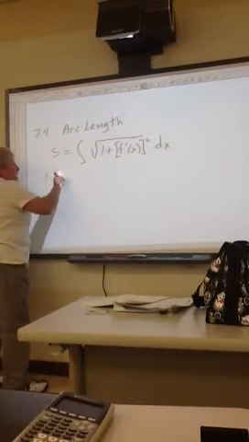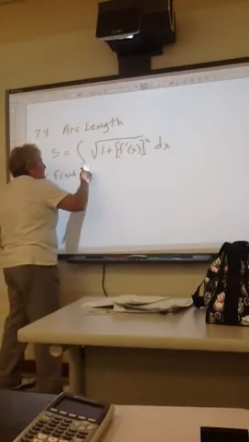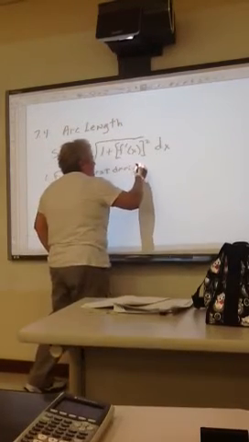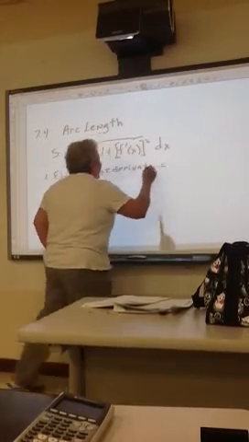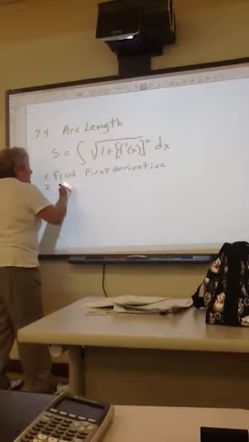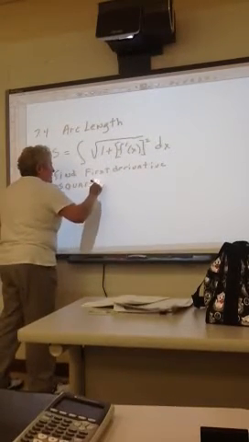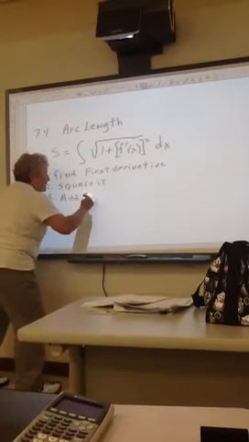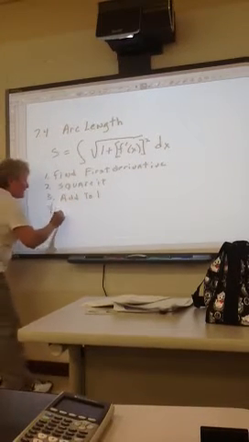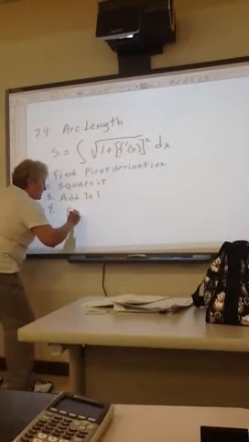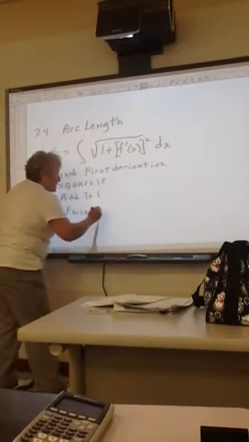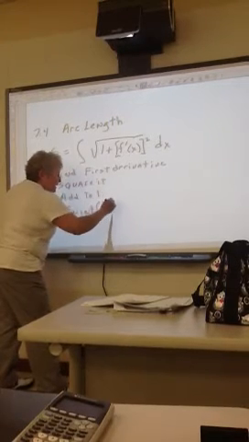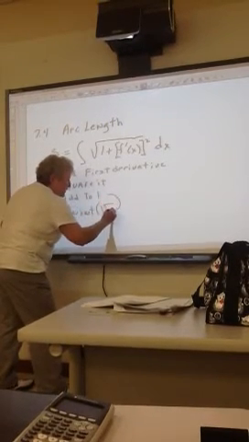You're going to find the first derivative. You're going to square it. You're going to add it to 1. And then you're going to f-int the square root of that piece that you've just done. So I'm going to draw a little arrow under here.